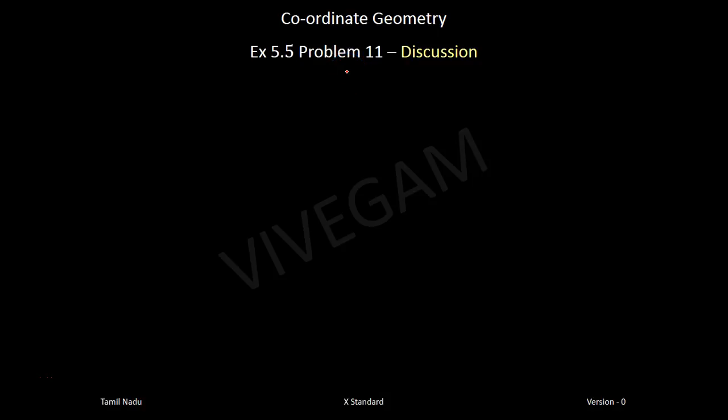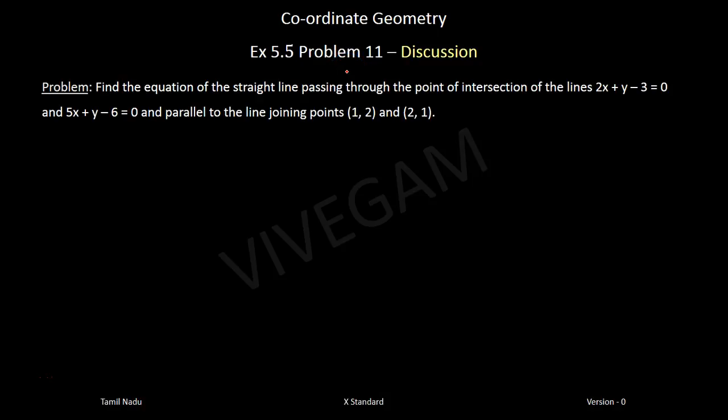Exercise 5.5, Problem 11, Discussion. Let's read the problem. Find the equation of a straight line passing through the point of intersection of the lines 2x plus y minus 3 equal to 0 and 5x plus y minus 6 equal to 0 and parallel to the line joining points (1, 2) and (2, 1).